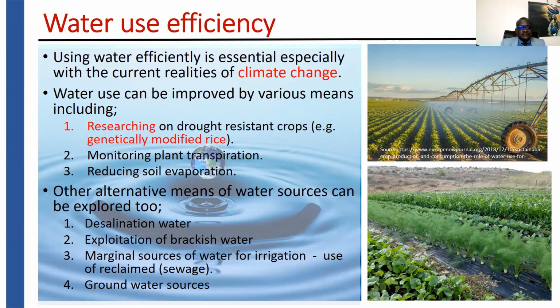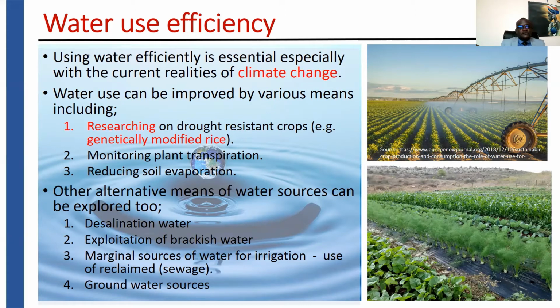Now, it's also important to investigate other alternative means of water sources, and this would include desalination of water. This is basically removing salt from saline water, for example, ocean water. These are technologies that are well advanced in other countries, for example, in Israel, where they're able to remove salt from the Mediterranean Sea and use that water not only for domestic use, but also for irrigation. The other one is exploitation of brackish water, which is found at the confluence between a river and an ocean or a sea. So that water that is slightly salty, but is not as salty as the seawater, can also be used for irrigation purposes.